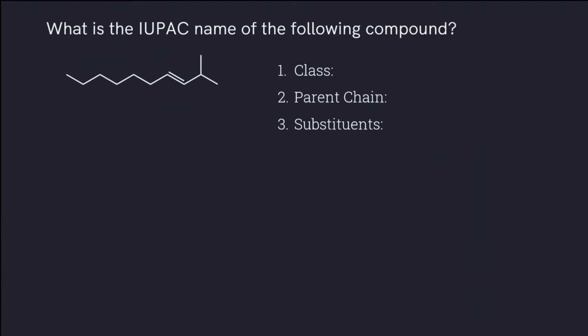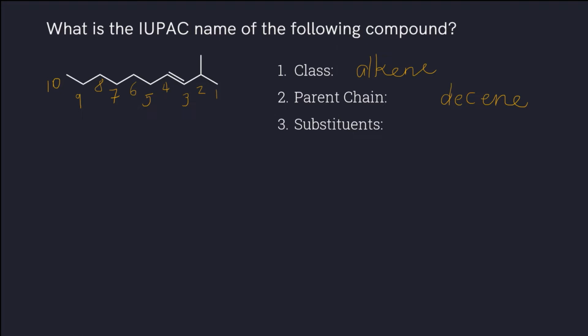What is the IUPAC name of the following compound? This is another class of compound known as an alkene. And alkenes have a hydrocarbon base where you have double bonds present on the chain. It's named similarly to alkanes, so because this parent chain has 10 carbons, we'll name this as a decene. The dec prefix referencing the 10 carbons and ene referencing the fact that it is an alkene.